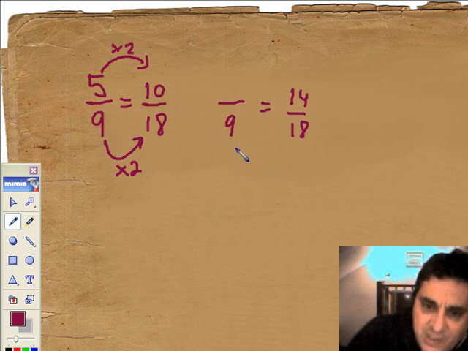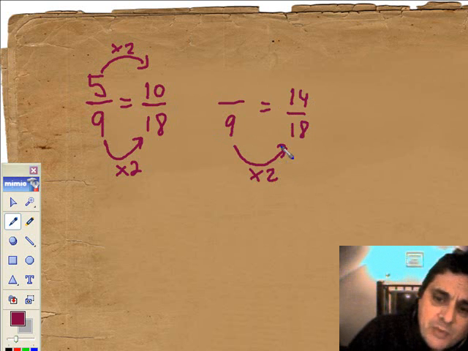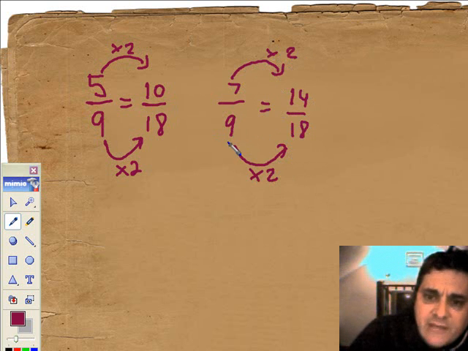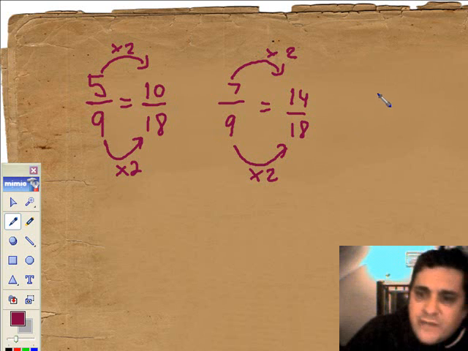Alright? Next one along. Something over 9 is equivalent to 14 out of 18. You can say to yourself either, how do you get from 9 to 18? Multiply by 2. Therefore, what number times 2 makes 14? Well, the answer is 7, isn't it? You could have done it a different way.